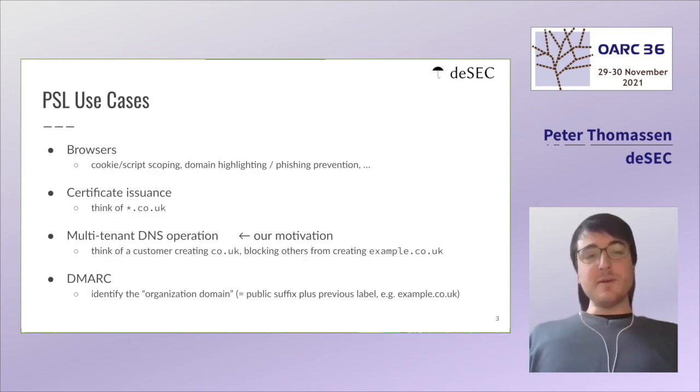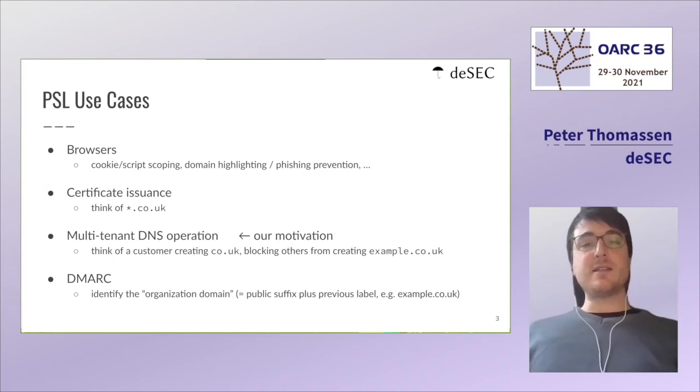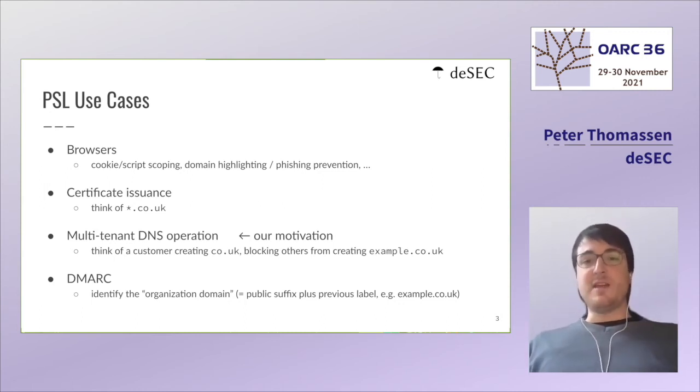What's it used for? Browsers use it for scripting scoping and cookie scoping. It's called the same origin policy, I think. It's used for domain highlighting in the address bar so that you can see when you are at paypal.com.somethingelse.com, for phishing prevention. It's used by certificate authorities to ensure that people don't get wildcards for public suffixes.